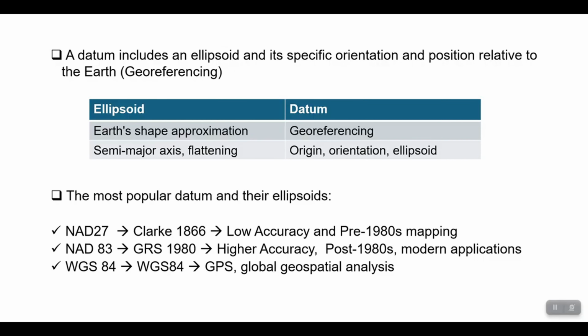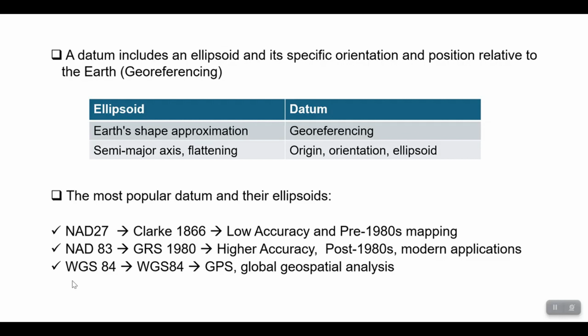Okay, so here are the most popular datums and their ellipsoids and applications. The first one is North American Datum 27 or NAD 1927. It is an old datum that uses Clarke 1866 as its ellipsoid and has a very low accuracy, but is used for pre-1980s mapping. NAD 83, North American Datum 83, is a modern version of the NAD datum, and it uses GRS 1980 or GRS 80 as its ellipsoid and has a much higher accuracy compared to NAD 27.